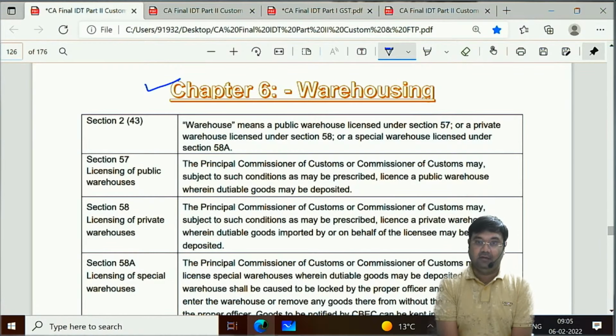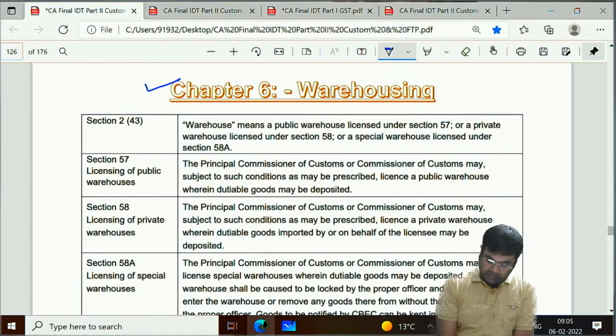Previously it was there, and it is anyway one of the important chapters, because in case you import, you have two options. One is home consumption, one is warehousing. So anyway, this is an important topic. So chapter 6, warehousing. In this chapter we are going to understand provisions related to warehousing. You people are anyway aware that an importer can choose home consumption or can go for warehousing.